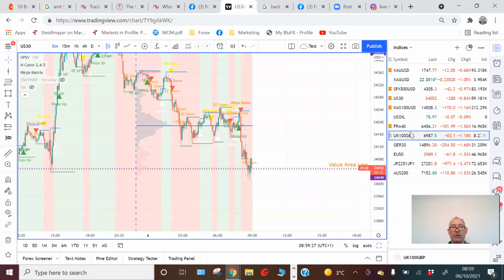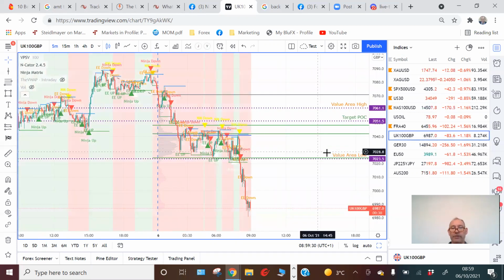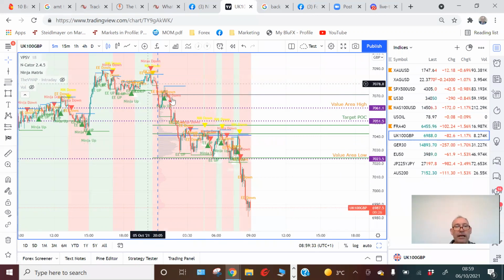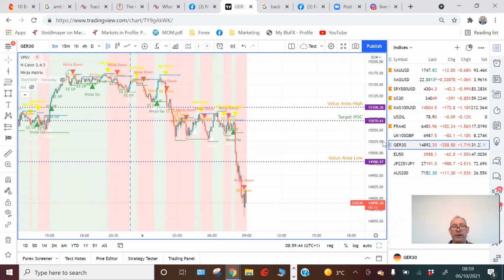Quickly, I'm just going to go through them all. I set these up at the start of the day. The target started up here, it came down and hit a target. I've not even spoken about that one. The FTSE 100 has hit target as well. Huge profit on that one. Another one, the German 30 started up here. Did it hit a target? It smashed through it.